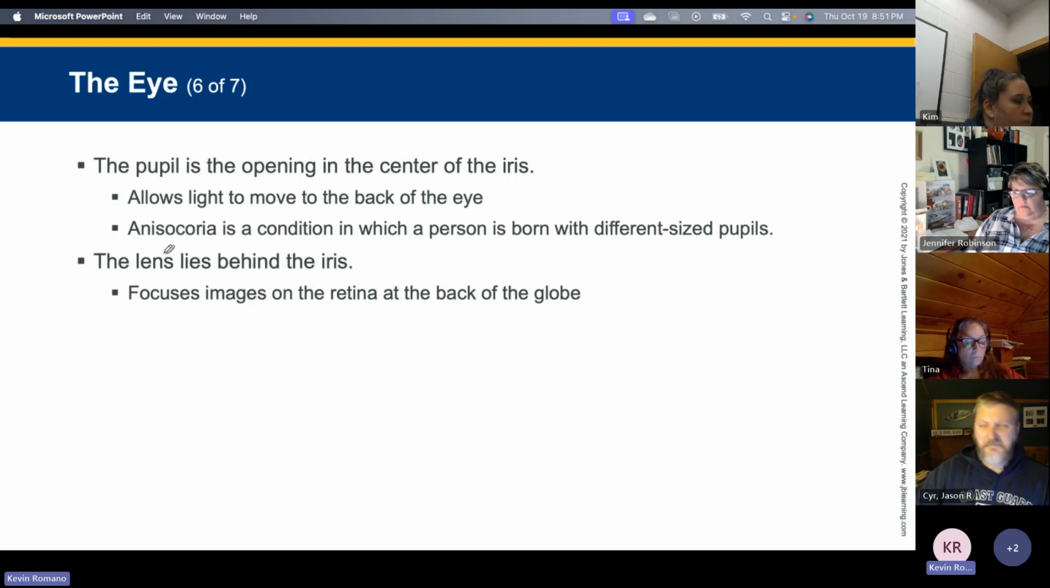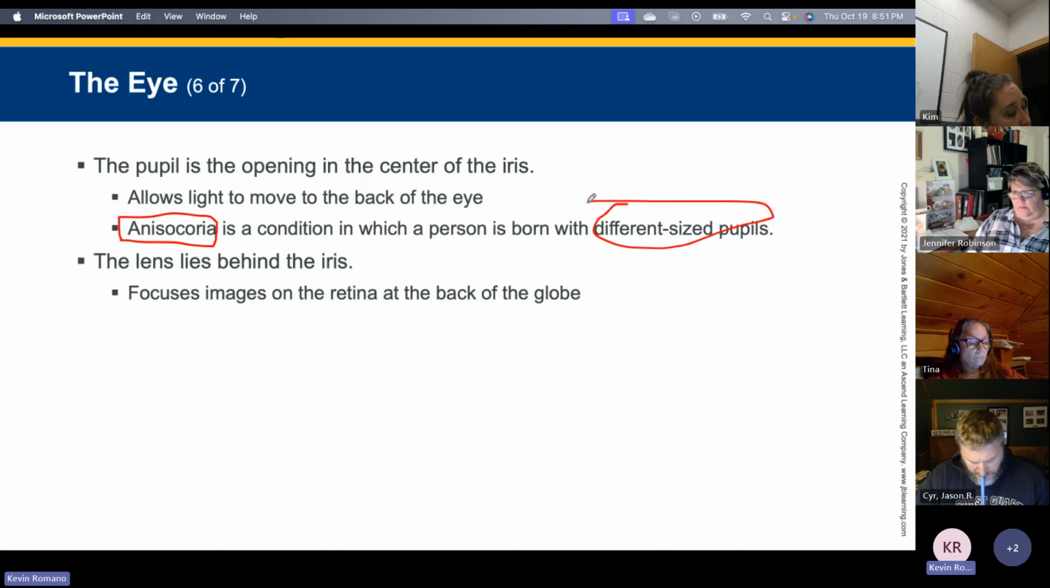Anisocoria, and you need to understand what this means, is a condition in which a person is born with different size pupils. If we saw this on a patient, what would we think right off the bat? Head injury, stroke, TBI. But if they have a history of anisocoria, that's normal. The lens lies behind the iris and focuses images on the retina at the back of the globe.